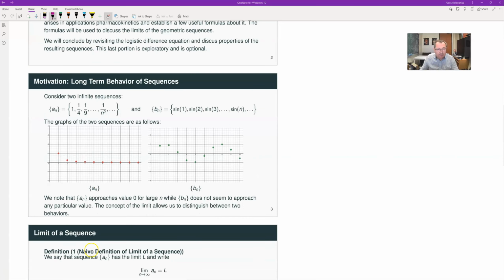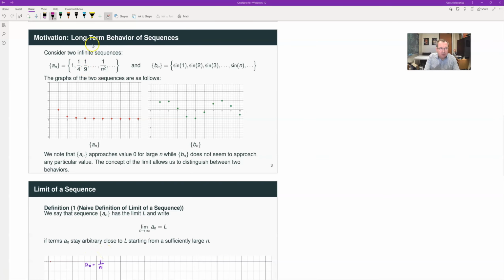So let's look at the motivation. Let's take a look at two sequences. I have sequence a_n, and it goes as 1, 1/4, 1/9. Its general term is 1 over n squared. Its graph is on the left, over here. So we see a certain trend: elements of the sequence approach 0.